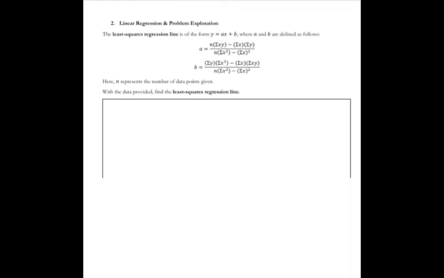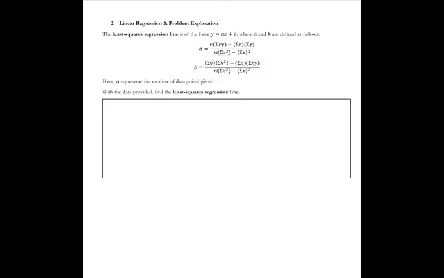For a line, we've been using y equals mx plus b, and that's what we're doing here too. But our m, we're going to use this formula to calculate m from our data set, and we're going to use this formula to calculate our y-intercept b from our data set, right?